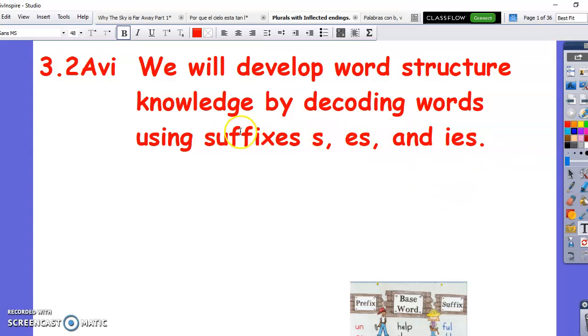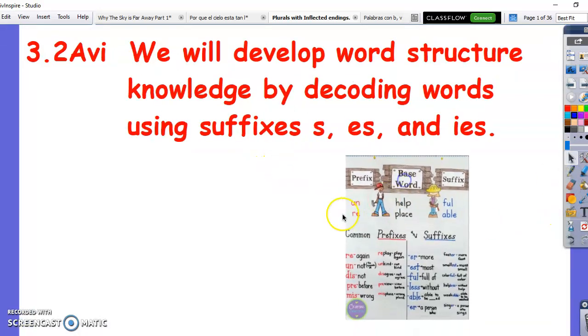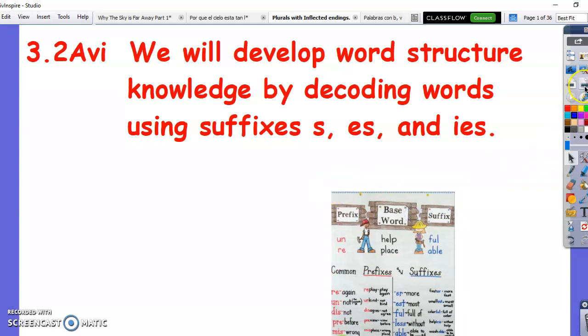You just need to know that a suffix comes at the end of a word and a prefix comes at the beginning. So when we're adding s, es, and ies, we're talking about adding these to the end of words when it is a plural.